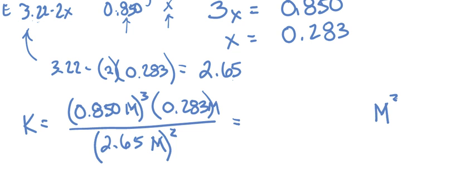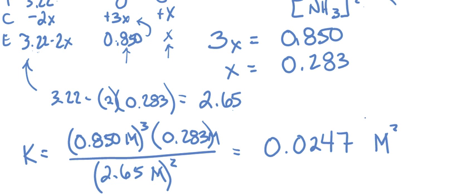Looks like it's 0.0247. A couple people were saying, wow, that's a really small number. That's okay. We don't have to worry about the size of these values. And again, since we're not using the 5% rule, we're good to go. So there's your answer.